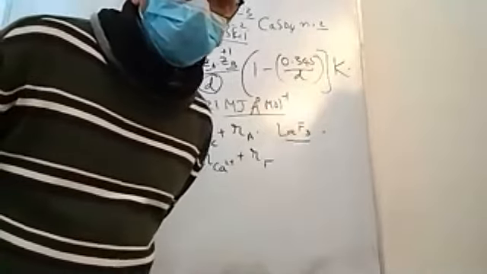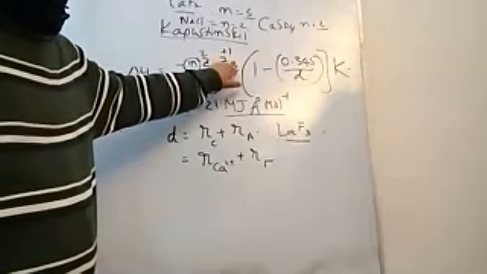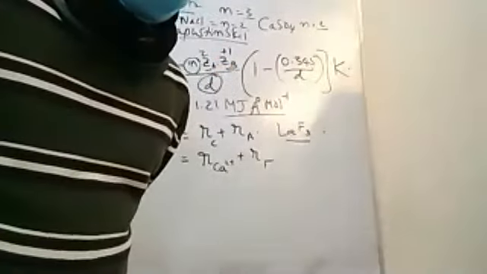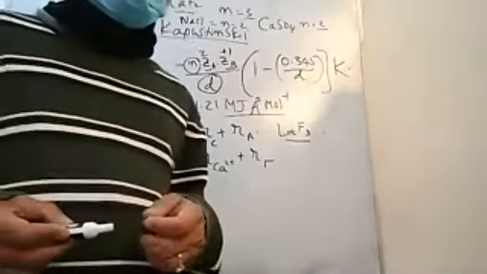What should be the N value here? We have 1 lanthanum and 3 fluorides. So the N value should be 4 in that case. And then the charge of lanthanum is 3 plus, the charge of fluoride is 1. And once the radii of the lanthanum and fluoride are given, you should be able to calculate the lattice energy without any issue. Am I clear here, folks?